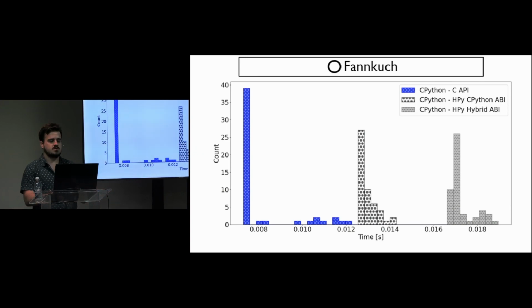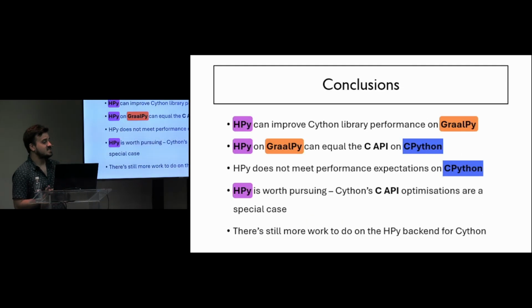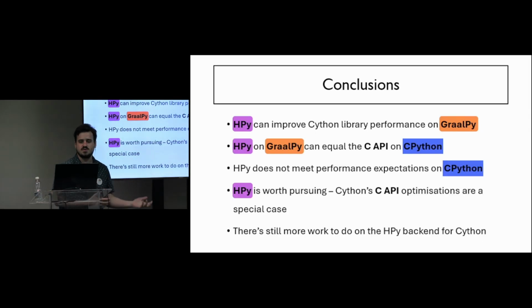Okay, so what did we learn from this research? So firstly, HPy can improve Cython library performance on GraalPy. Important, it shows that this idea does work. Just maybe needs to be optimized somewhat and more code needs to be ported. But in concept, this can work.